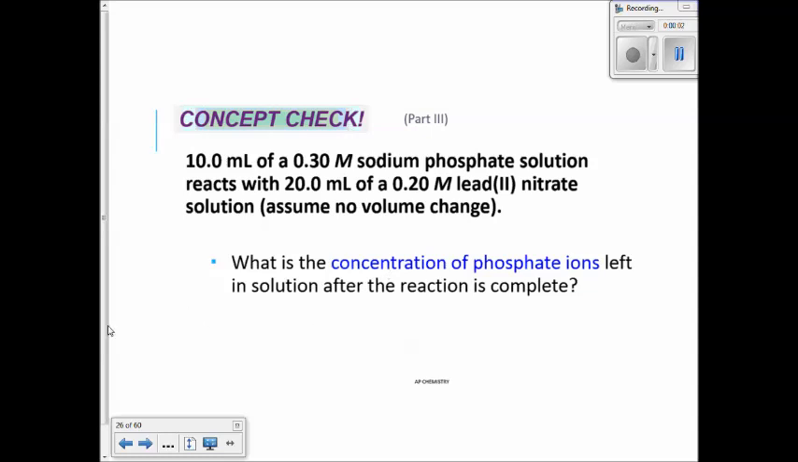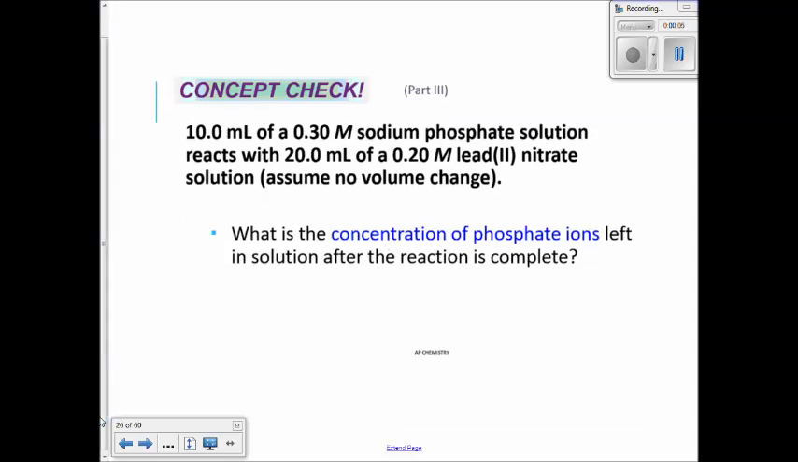Looking at the phosphate ions, there are a couple of different ways you can do this, because this is the excess part of the problem. The sodium phosphate was one of the original reactants. Let's write that reaction back up here. We need to go back to the original equation.